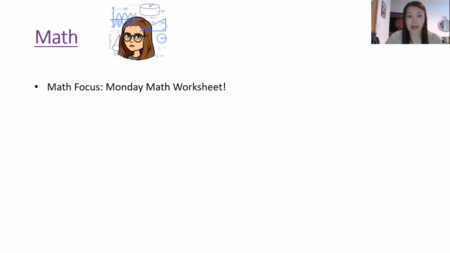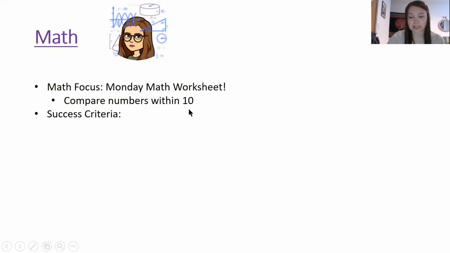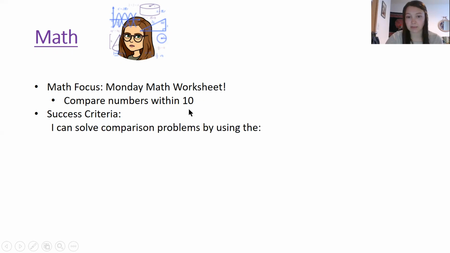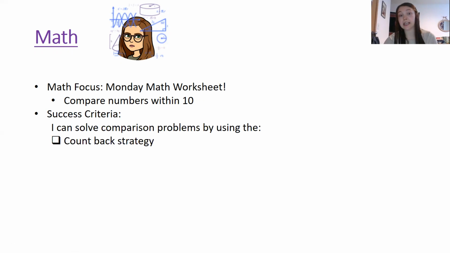And today for math, your focus is your Monday math worksheet. And on your Monday math worksheet, you will be working on comparing numbers within 10. Your success criteria for today is I can solve comparison problems by using the count back strategy and the count on strategy.